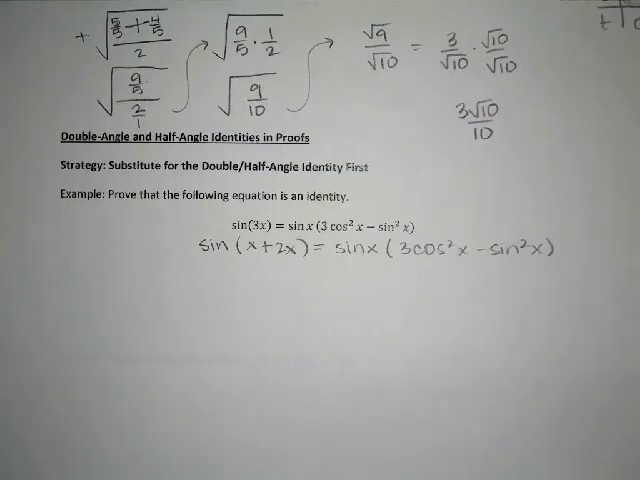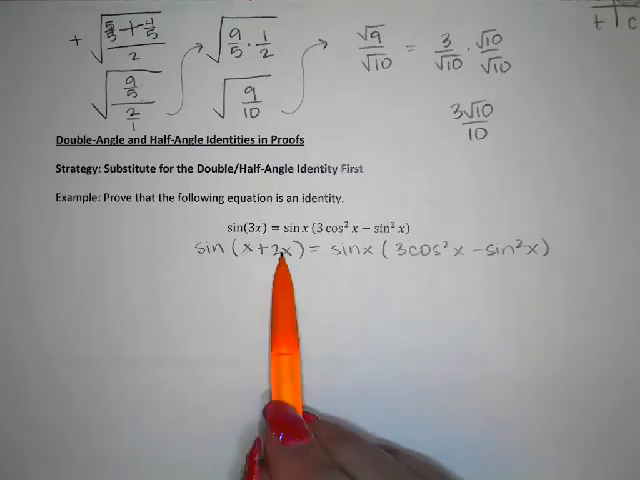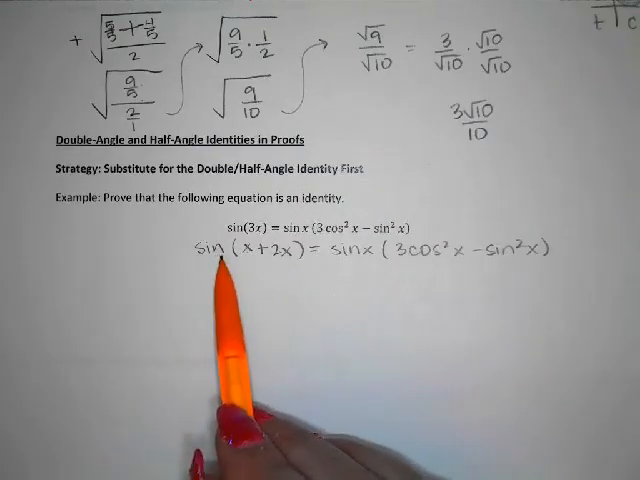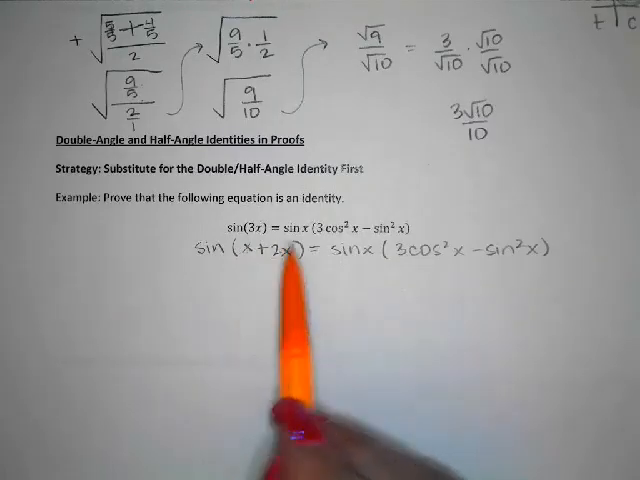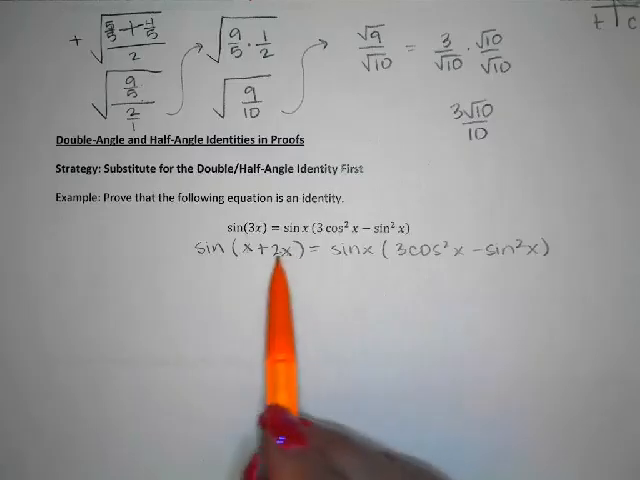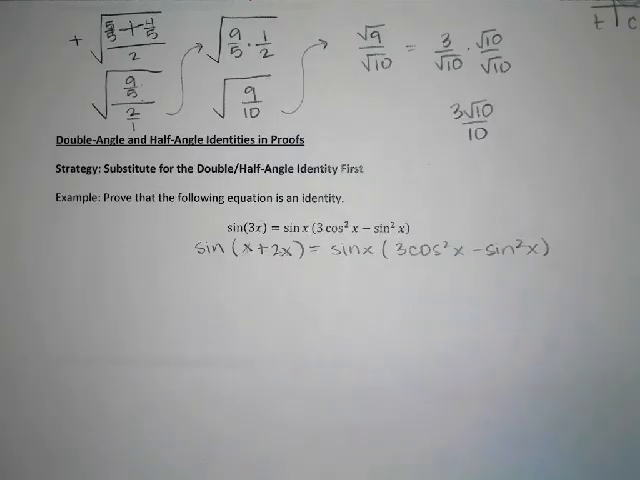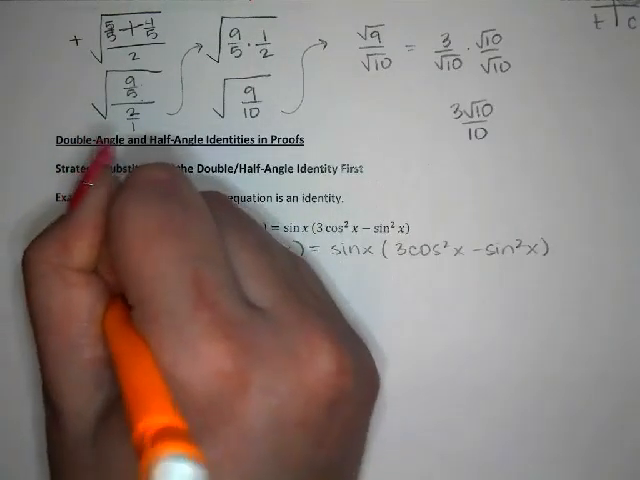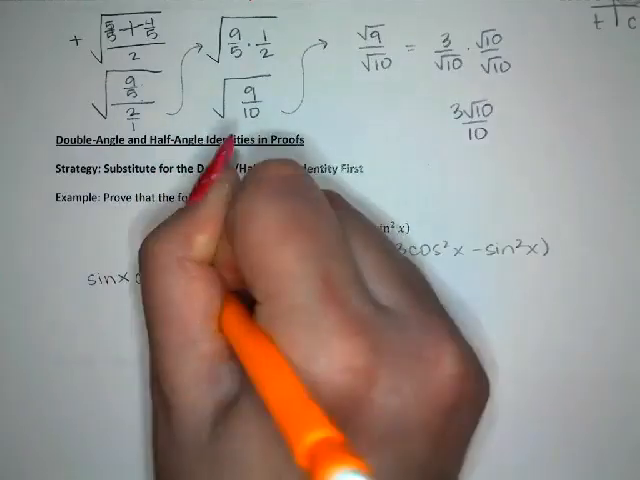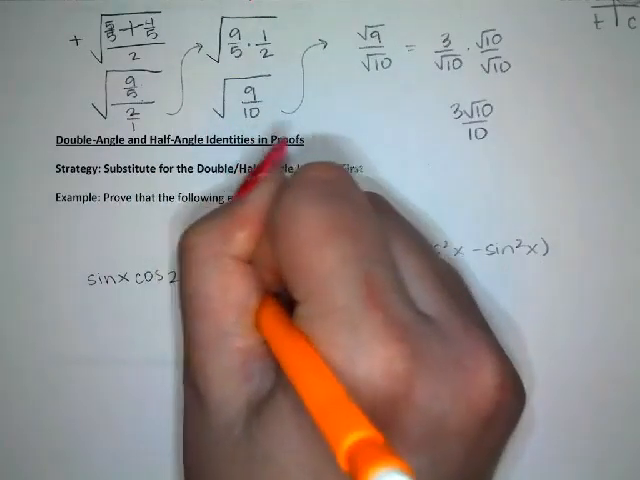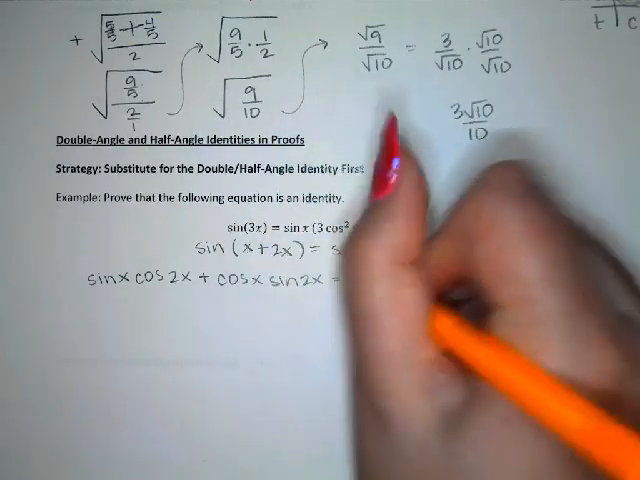All right, I know from section 6.3 that when I add two angles together with sine, I end up getting sine of the first angle, cos of the second angle, plus cos of the first angle, sine of the second angle. And so I'm just going to go ahead and write that down, using the sum formula. So I've got sine x cos 2x plus cos x sine 2x, and then that's going to equal just the right side.